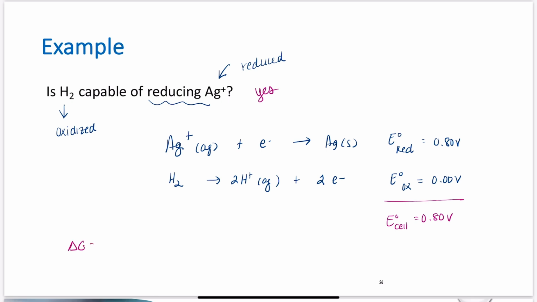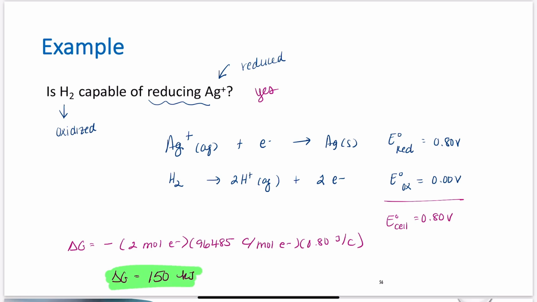Again, if you wanted to calculate delta G here, when you balance this out, you're going to get 2 moles of electrons transferred. Faraday's constant, 96,485 coulombs per mole of electron transferred. Cell potential, positive 0.80 volts, which is joules per coulomb. And calculate that out. 2 times 96,485 times 0.8. I need 2 sig figs. My delta G value here is 150 kilojoules. But it is positive, which means non-spontaneous.